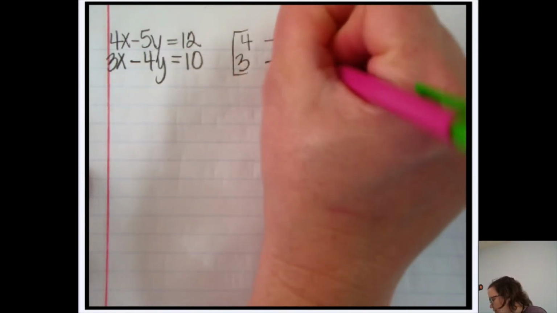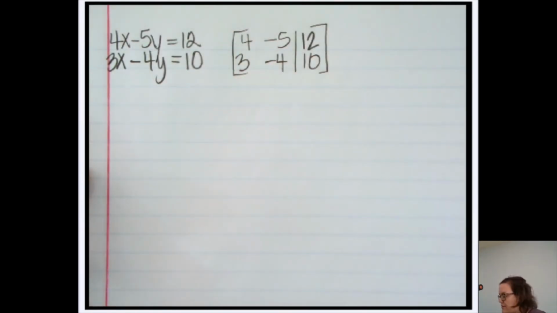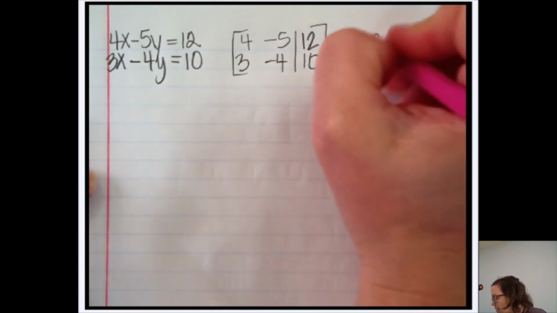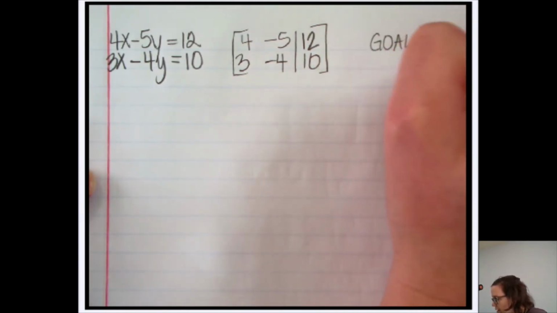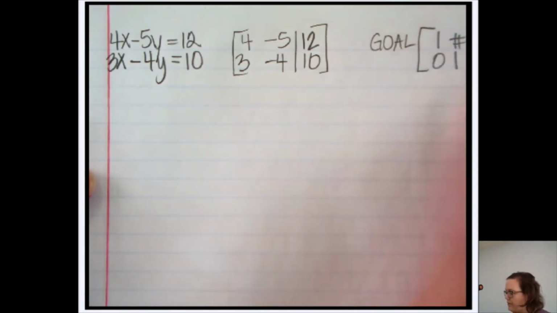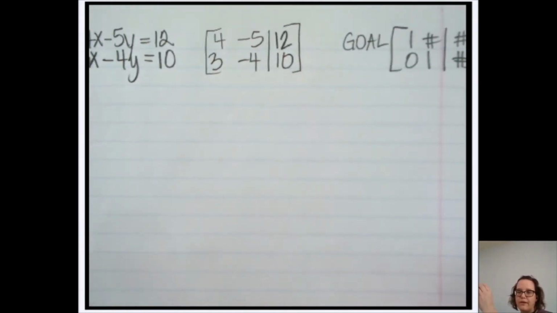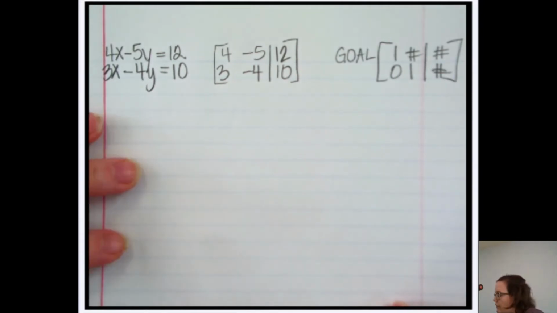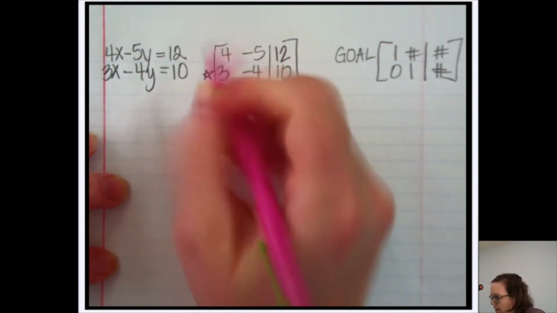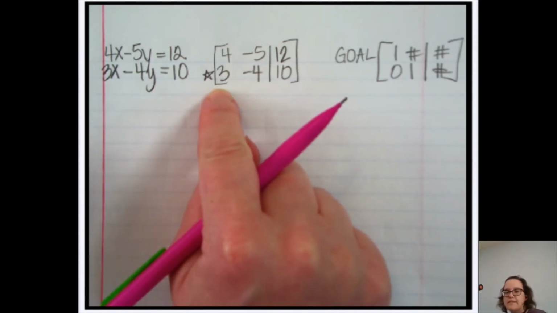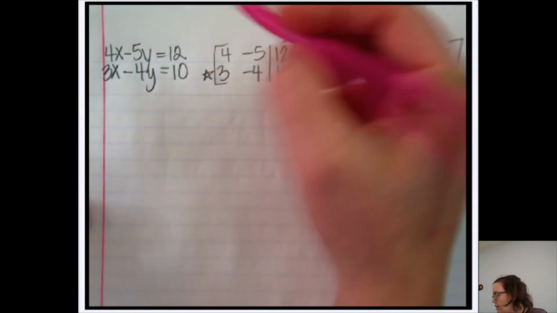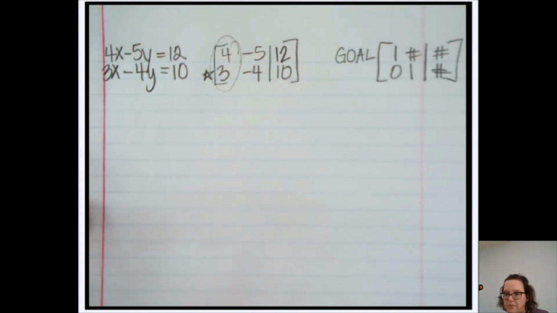So the first step is to write it as that augmented matrix. Again, our goal is 1, a number, 0, 1, and a number. We have to get that 1, 0, and 1 working for us. So we want to get this one taken care of first, and so we want it to be a 0, and we get zeros by doing opposites. So what do 4 and 3, what number could they make?